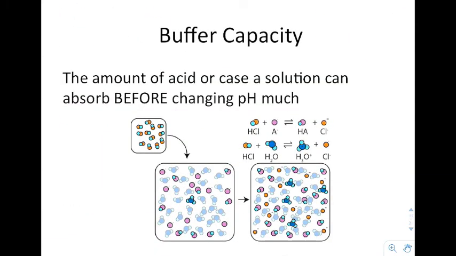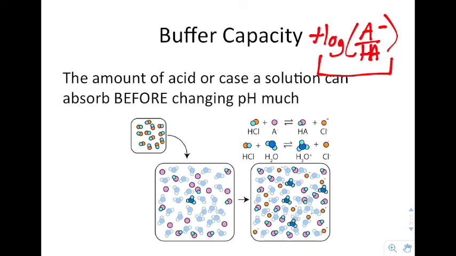Now the buffer capacity is really important because that's how much you can take in before you actually change your pH very much. And the buffer capacity is determined by this term of the Henderson-Hasselbalch. The reason why this determines your buffer capacity is it tells you exactly how much you can take in before you change the pH very much. And here's what we mean. This term is very, very small compared to the other term. The pKa value is the primary determining factor when you're looking at pH. So these are the things that come into play before the other term comes in.